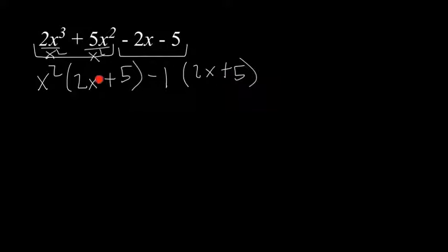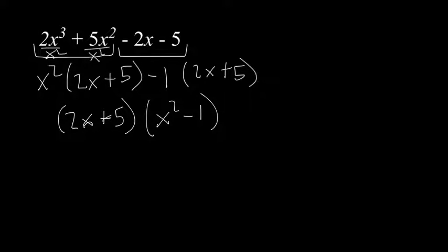Now I've got that common factor in these two terms here. Pull out the 2x plus 5. And I'm left with x squared minus 1. Now here's where the twist comes in. Notice that this last one here is a perfect square minus a perfect square. It's one of our special cases. It is a difference of squares. So we can actually factor that one further into x plus 1 and x minus 1.